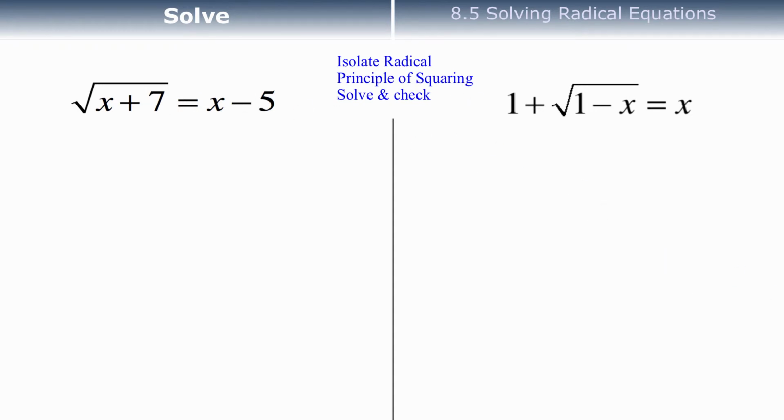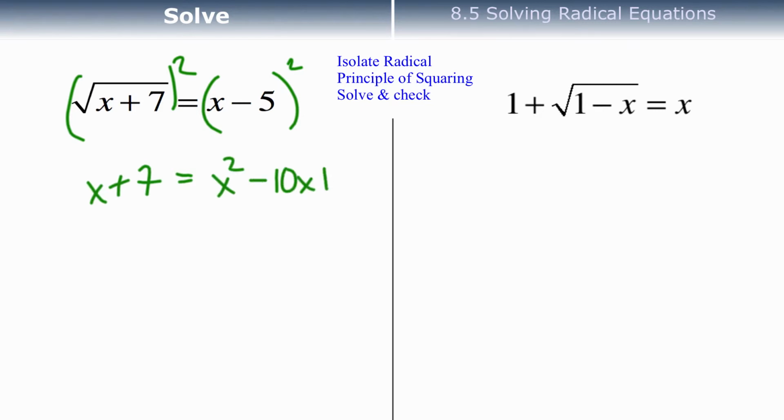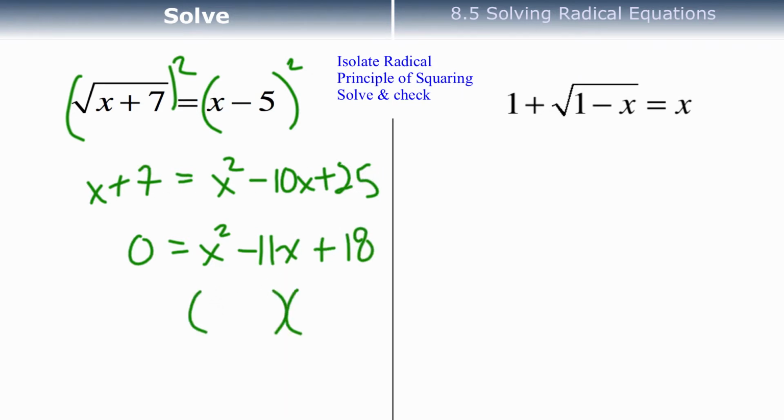All right, here's some other ones. You can try these. I might skip over those because to solve these would be the same thing. Like that one, you'll square both sides and you get x plus 7 equals, on this side you'll have to FOIL. So I think it'll be that. Then you bring the x over, bring the 7 over. So you have 0 is equal to x squared minus 11x, and then plus 18, I think. And then factor, etc., and check.